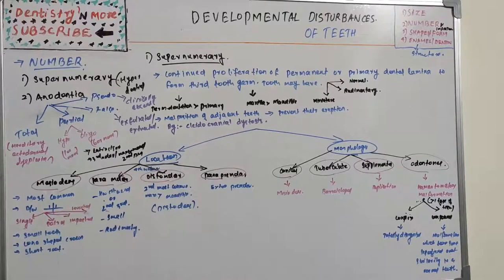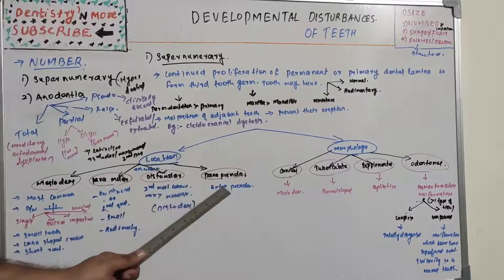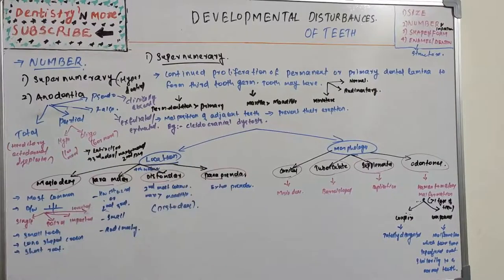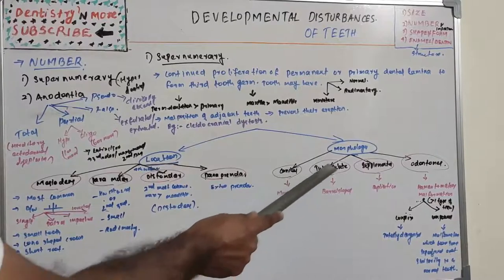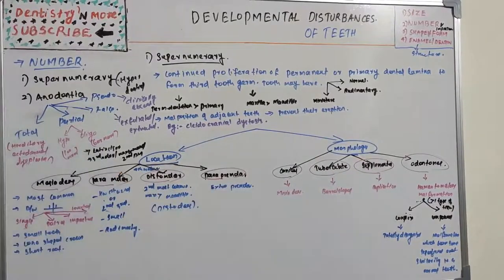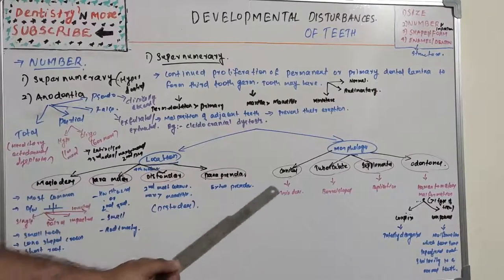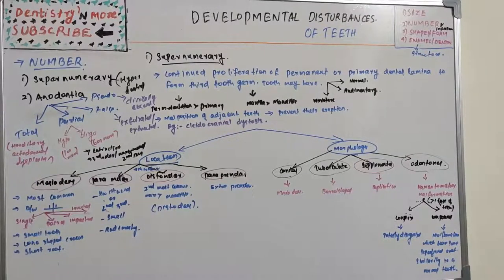Additionally, one premolar, a third premolar, will be there. Usually we have two premolars in each quadrant, so there will be an additional premolar. So based on the location, it could be mesiodens, paramolar, distomolar, or paraprem​olar. Now we have, based on the morphology, four types: conical, tuberculate, supplemental, and odontomes. Conical is nothing but mesiodens. It is conical in shape. Tuberculate is like a barrel-shaped or tubercle-shaped supernumerary tooth.